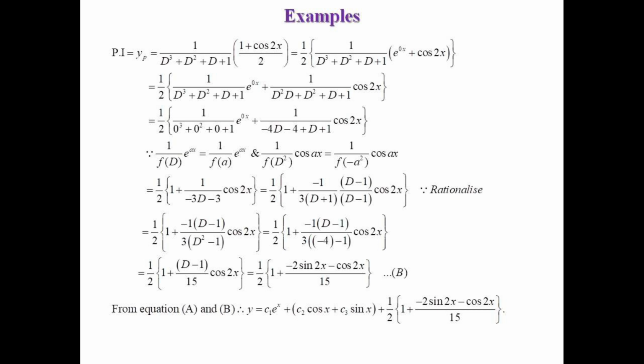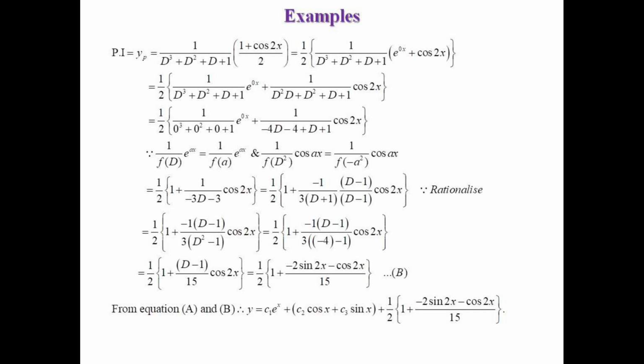plus second term is 1 upon d cube. We can write this as d square into d, because in second term we are replacing d square by a square with minus sign, plus d square plus d plus 1 into cos of 2x. So now according to the first type formula for exponential function, whenever capital X is e raised to ax, we are replacing d by a.